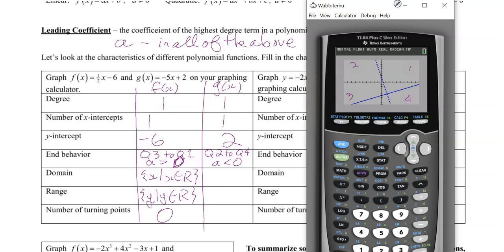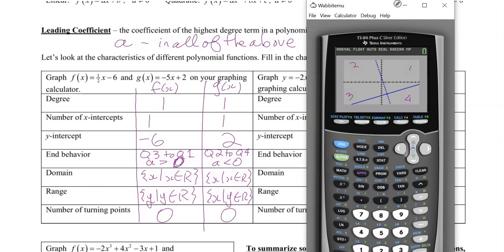Okay, domain and range, same. So all linear functions have the same domain and range. As a matter of fact, all odd degree functions. And how many turning points? None, right? It's a straight line. So all odd degree functions, so the linear and the cubic, which are the only two we study, but if we did a fifth degree or a seventh degree or a ninth degree, the degree would change, right?